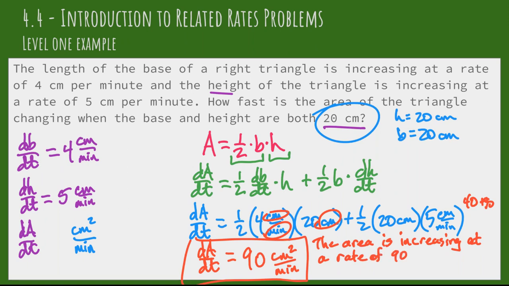Even if the area was decreasing, we would still use the absolute value of our answer here. And we want to make sure we include units. So square centimeters per minute. So when we're giving answers like this, we want to give what the number is, whether that number indicates increasing or decreasing, and the units that would be on that answer also.